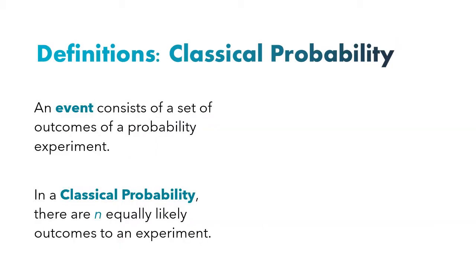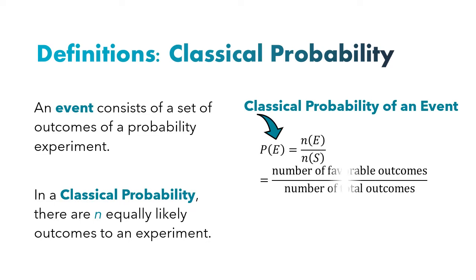Classical probability. In classical probability, the events have equally likely outcomes. We have n equally likely outcomes to an experiment. An event consists of a set of outcomes of a probability experiment. We have a formula for classical or theoretical probability. The probability of an event is the number of favorable outcomes, the number of events, over the total outcomes, the total number in the sample space.